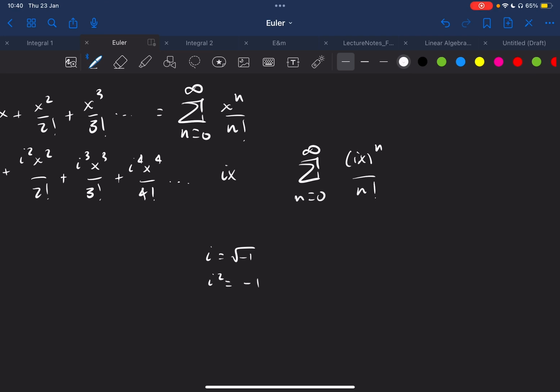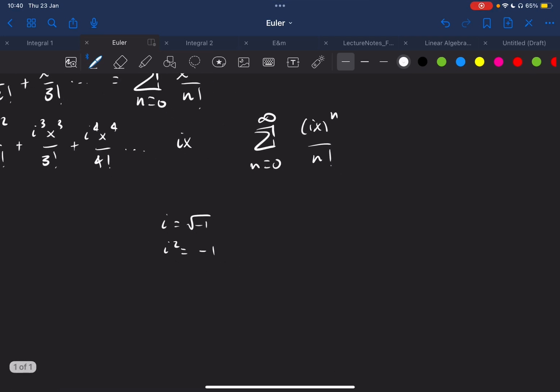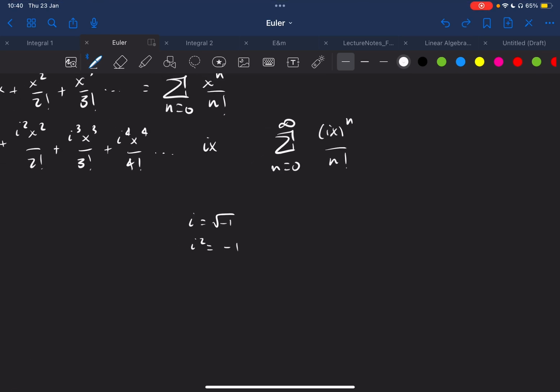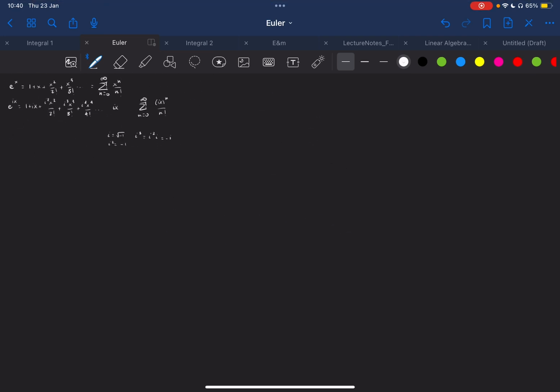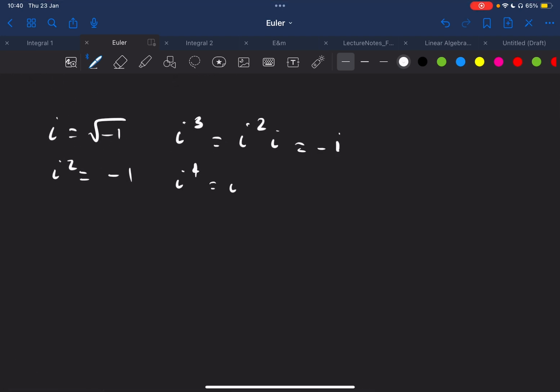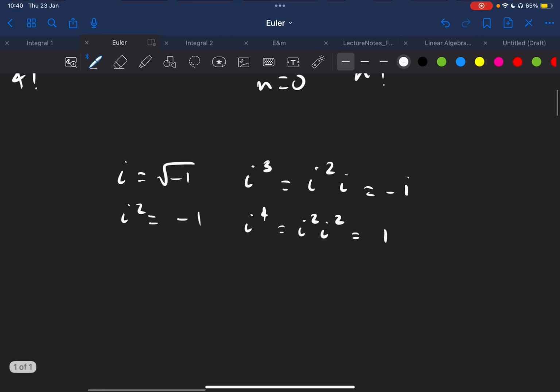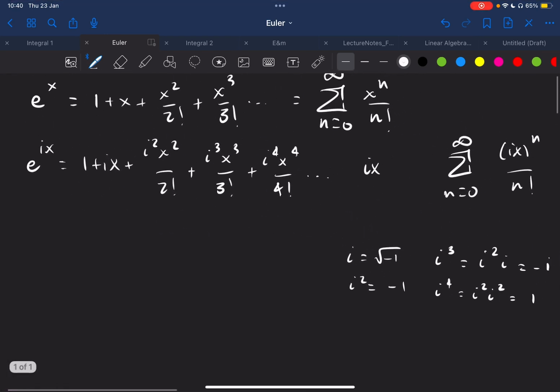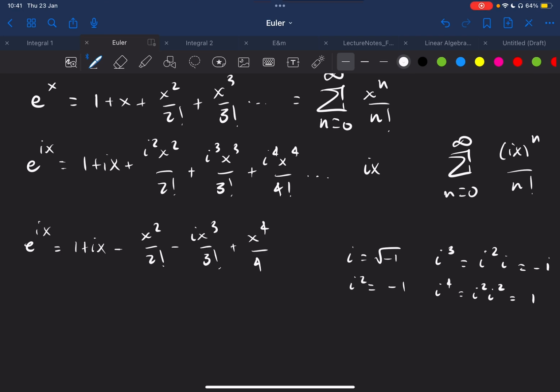Now, by definition, i is equal to root minus 1. i squared is equal to minus 1. So what is i cubed going to be? Well, i cubed is just going to be i squared times i, which is minus i. And i to the 4 is just going to be i squared squared, which is minus 1 times minus 1, which is equal to 1. So we can then apply that to this bit here. So we can say that e to the ix is equal to 1 plus ix minus x squared by 2 factorial minus i x cubed by 3 factorial plus x to the 4 by 4 factorial and so on.